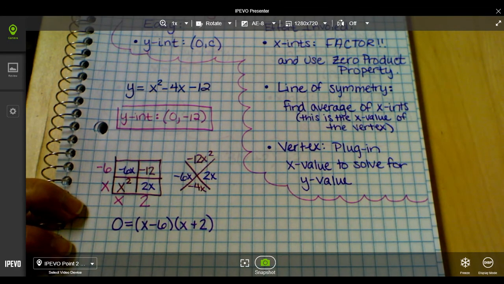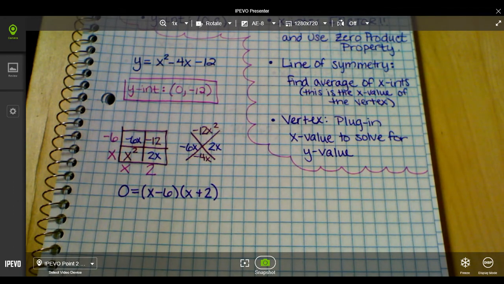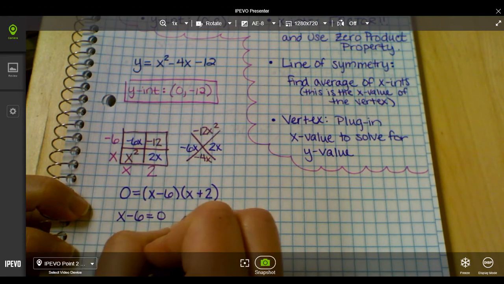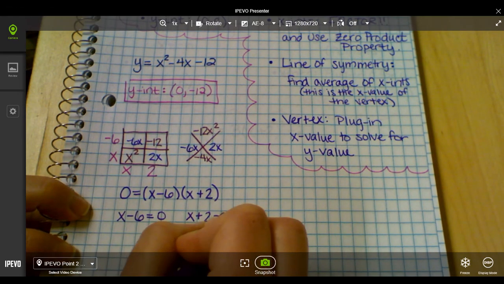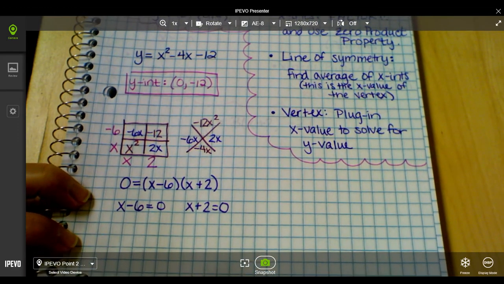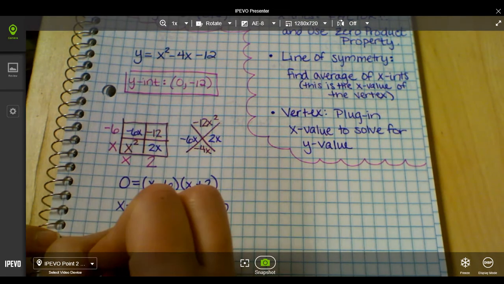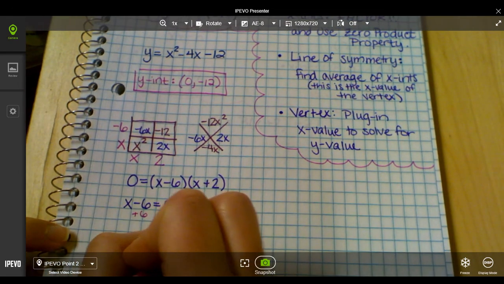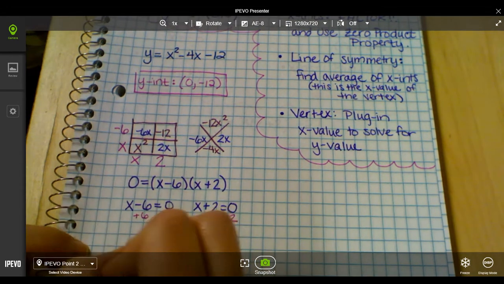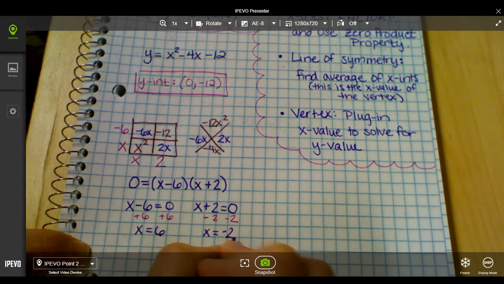But remember, these are not your x-intercepts yet because they're still in those parentheses. So now I have to use that zero product property. And I do want to see this step on your test. That just means I'm setting each part equal to 0, because if one of them equals 0, then they both equal 0. And remember, more often than not, those parabolas are crossing your x-axis at two different points. So I'm going to add 6 to both sides, subtract 2 from both sides over here. So then x equals positive 6 and negative 2.